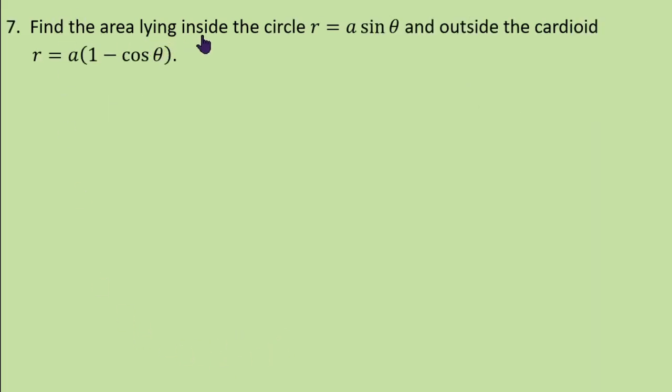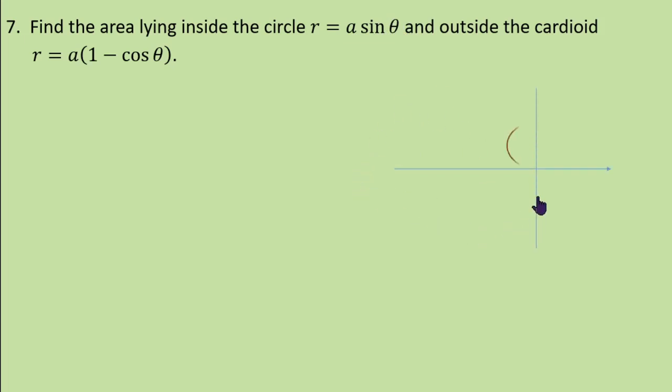Find the area lying inside the circle r equal to a sin theta and outside the cardioid r equal to a into 1 minus cos theta. Here r equal to a into sin theta. When theta is 0, r is 0. When theta is pi by 2, r is a. So 0 to a to 0. So it is above the initial line.